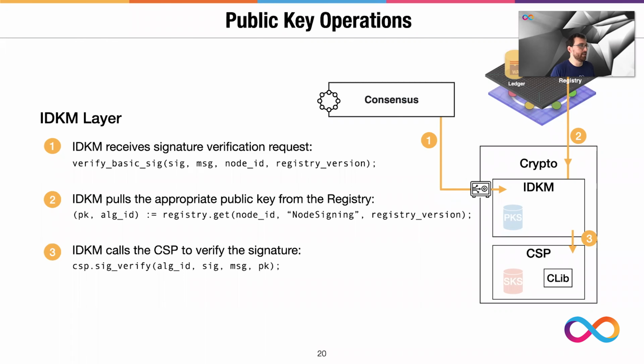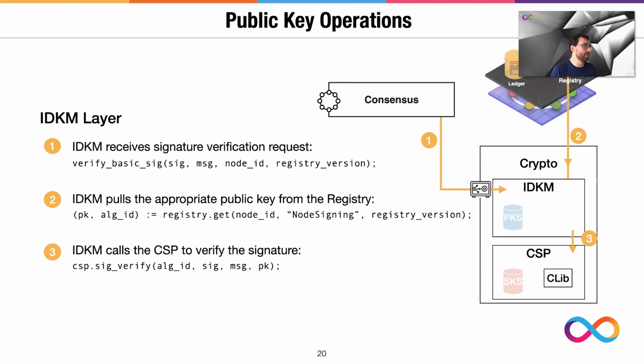So we will specify in this call, okay, I received the signature from this node. Please verify that this is really coming from my neighbors. And it will also specify which registry version to use. So the replica periodically fetches the latest version of the registry, and consensus also agrees on which version of the registry is currently to be used. And so this version is also passed to the IDKM layer.